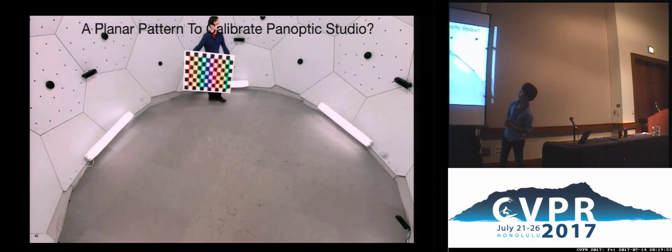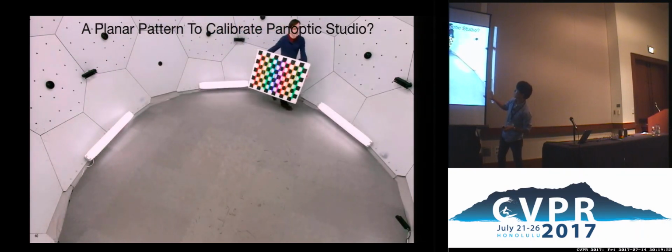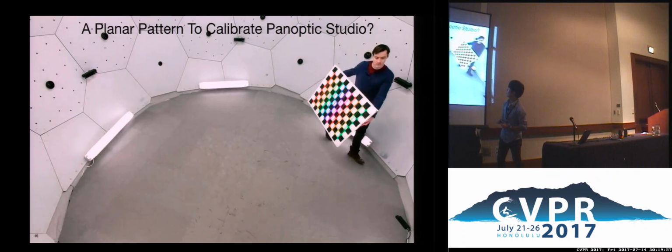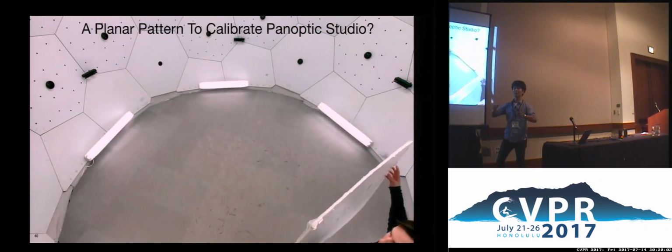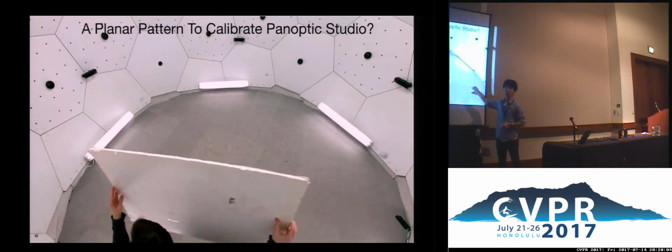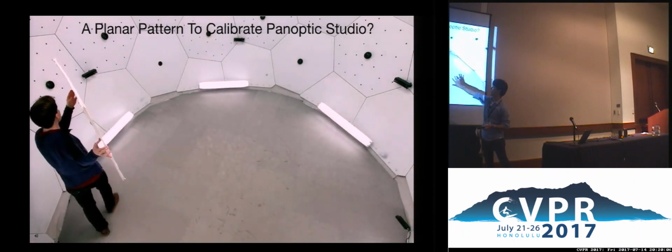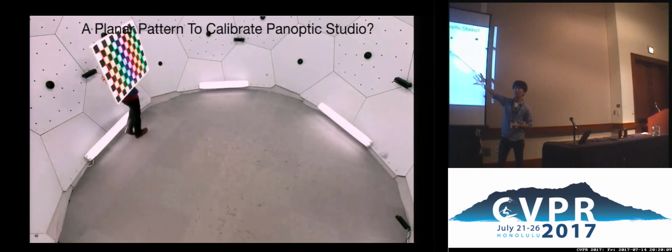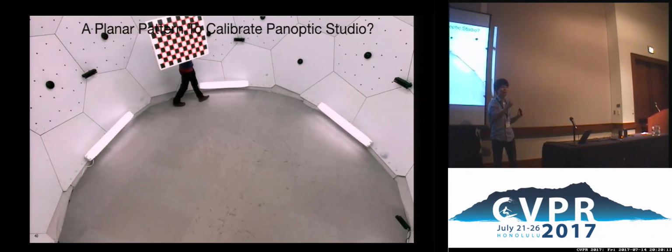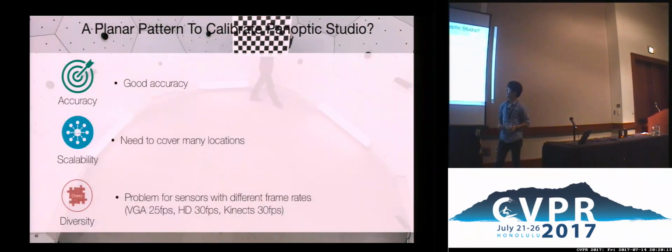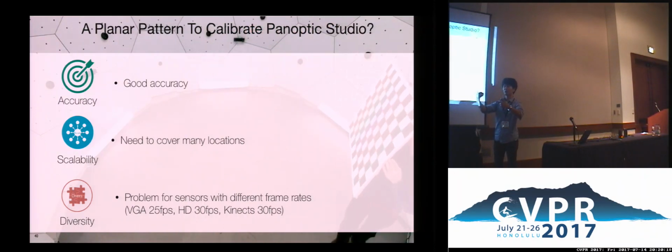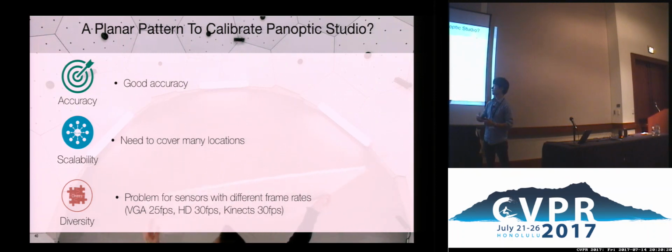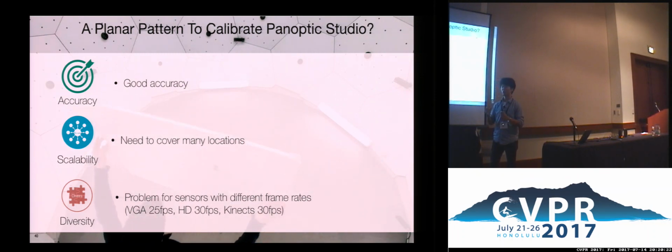This is kind of a way we do. Let's just consider that if we wanted to use this kind of calibration pattern in our system, that basically means we need to wave this pattern a lot to cover the entire working volume. And especially at some points, some cameras cannot see the pattern, so we need to rotate it a lot so that all the cameras can see it. Although the checkerboard provides really good accuracy in terms of detection, we need to consider scalability and diversity again, because we need to basically cover the entire working volume.